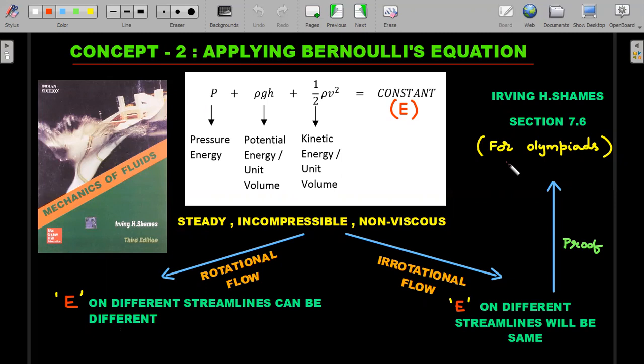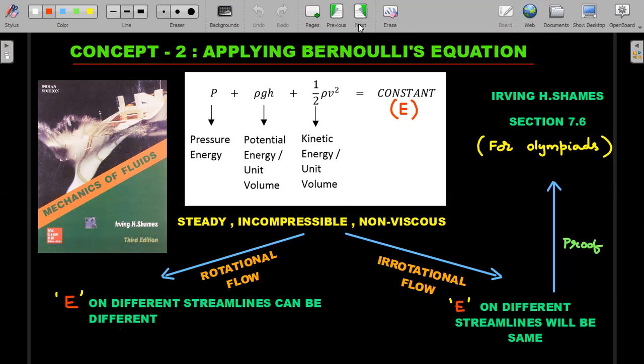Whereas for JEE aspirants who are not interested in the proof, it's a thumb rule that H.C. Verma sir teaches us in his book, and our NCERT textbook teaches, by asking us to remember that steady, incompressible, non-viscous and irrotational flow, all these four conditions ensure that you can apply it not just at 2 points on a single streamline, but you can apply it between 2 points of two different streamlines. So this rotational concept was very important there.